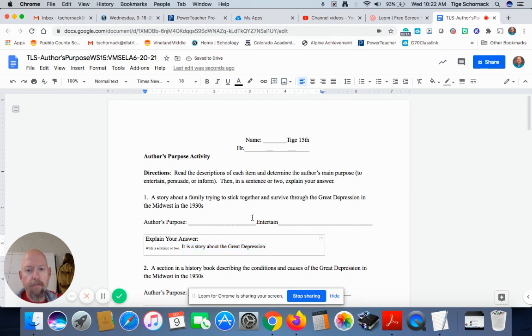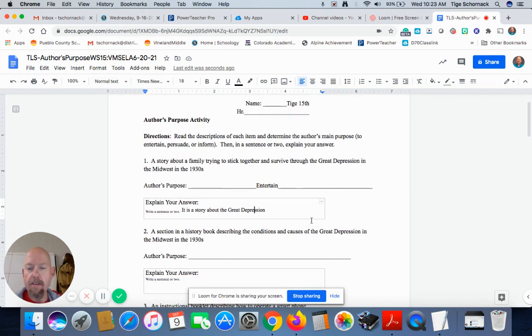So when you do it, take and make your font 18 for this. It's a little easier to see. This is 12. This is fine. Make the explain your answer box a 18 font. Leave it as Times New Roman, please. Thank you. So there's your answer for number one.